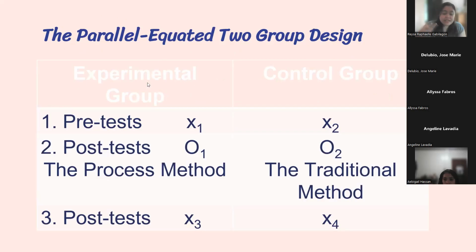But parehas sila na may dalawang grupo. But what is the difference here? It's the presence of the pretest again. So you will be doing the pretest for both groups. The other group will have the process method. This is the class. This is the intervention that you are proposing.